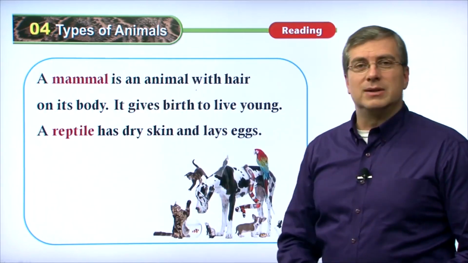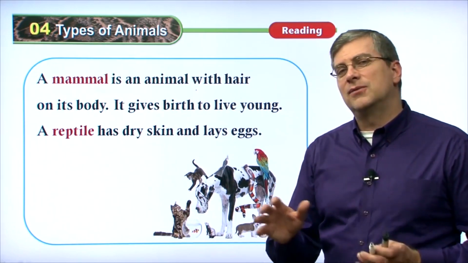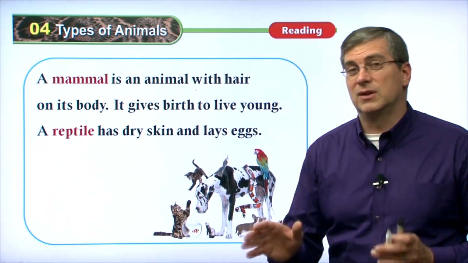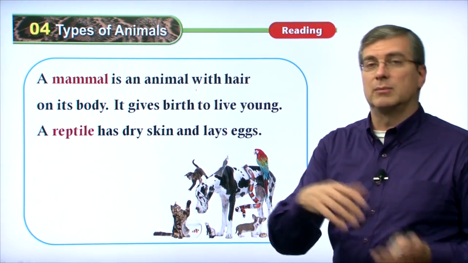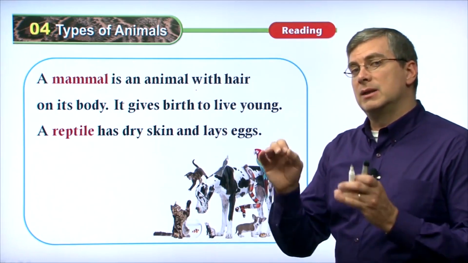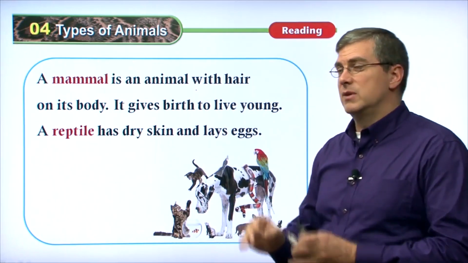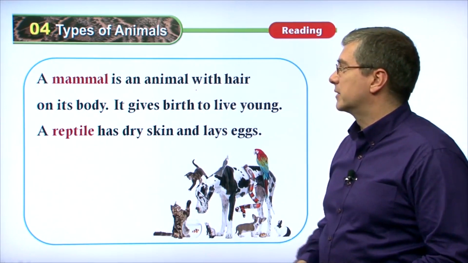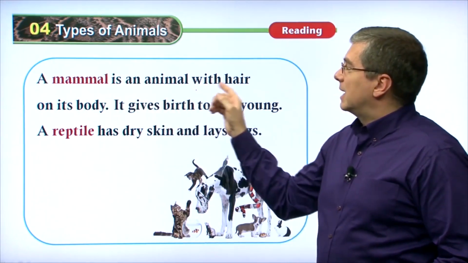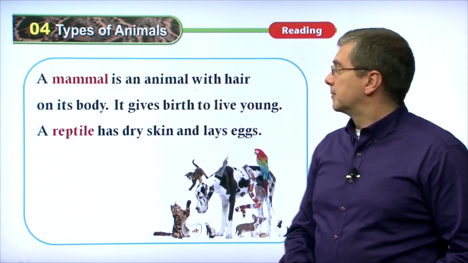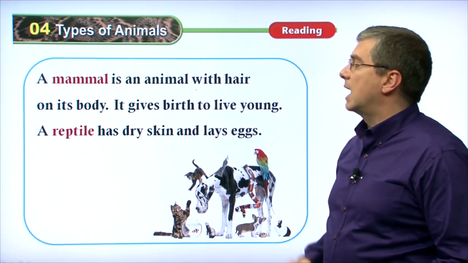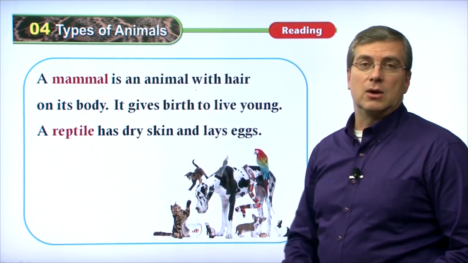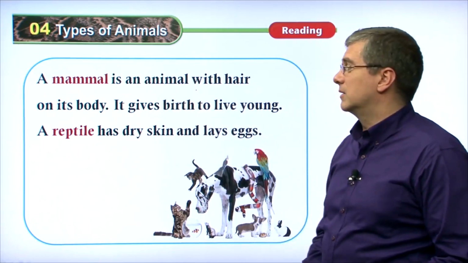We're going to talk about different types. So we talked about the different characteristics of different animals. You know, some live on land, some live in water. Now we're going to talk about the specific names of these different types of animals. A mammal is an animal with hair on its body. Okay? It gives birth to live young. So that's our first category. Remember, we're talking about 6 different categories.